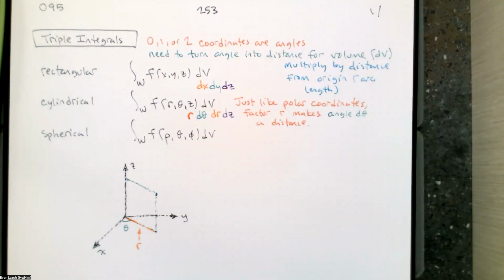For spherical coordinates, dV has one distance. So d rho, that's a distance.